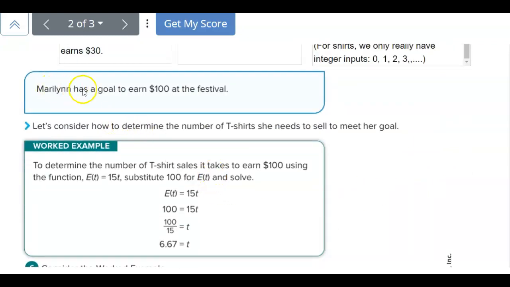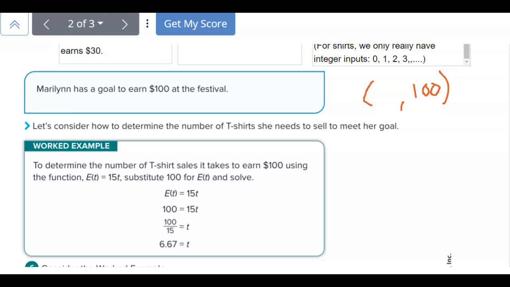So Marilyn has a goal of earning $100 at the festival. So basically, she wants her output to be at least 100. So she wants to make sure that her output is $100, and I bet she wouldn't mind if it was more. But in this situation, we're going to pretend that she wants exactly $100, right? So how many shirts does she need to sell to meet her goal?